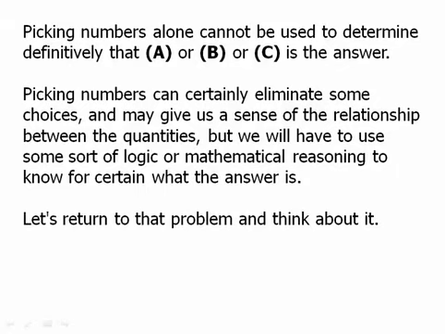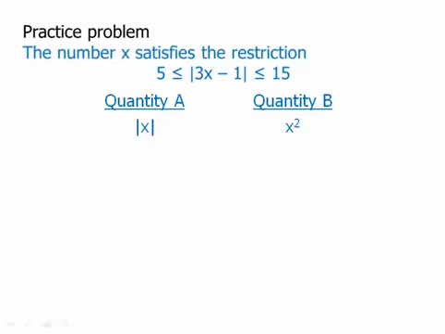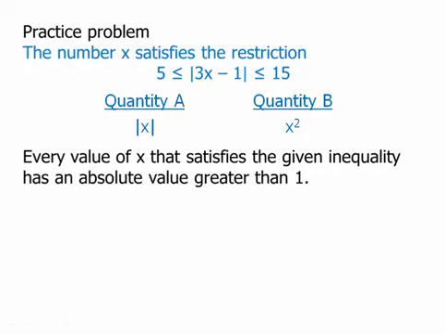So now, instead of purely picking numbers, I'm going to think about some logic. Here's the problem again. And let's think about this. Let's think about that absolute value restriction at the top, what the numbers could be. Every value of x that satisfies the given inequality has an absolute value greater than 1. First of all, think about positive numbers. If I plug in positive 1, I get 3 minus 1 is 2. All right, so that's too small, so I'd need a bigger positive value. So it could be a positive value bigger than 1.